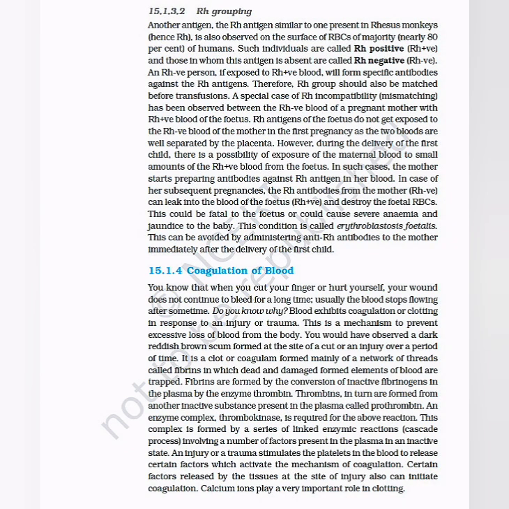In such cases, the mother starts preparing antibodies against Rh antigen in her blood. In case of her subsequent pregnancies, the Rh antibodies from the Rh negative mother can leak into the blood of the Rh positive fetus and destroy the fetus's RBCs. This could be fatal to the fetus or could cause severe anemia and jaundice to the baby. This condition is also called erythroblastosis fetalis. This can be avoided by administering anti-Rh antibodies to the mother immediately after the delivery of the first child.